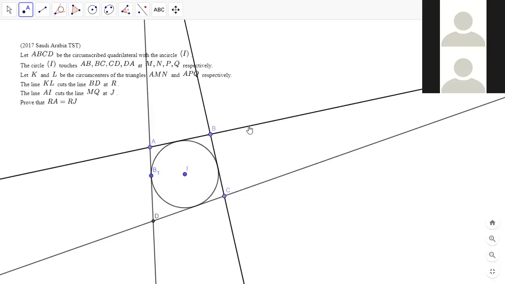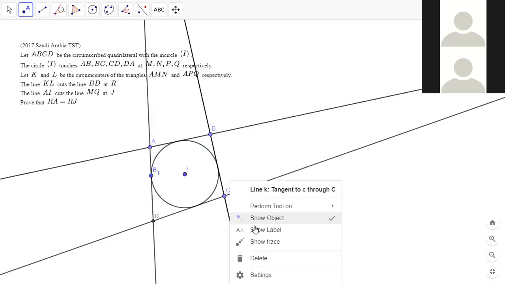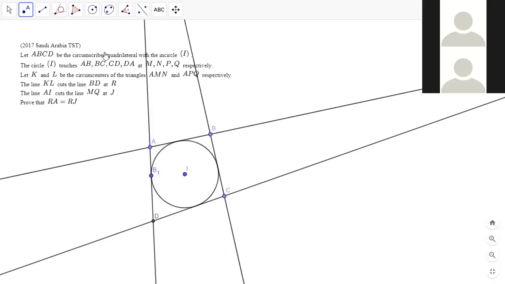Let's see, I think I might have to hide something here too. Yeah, this is weird. I don't know why it drew the lines twice. That is because of the tangents. It draws two tangents. Oh yeah, you're right. Yeah, that's why I did it.